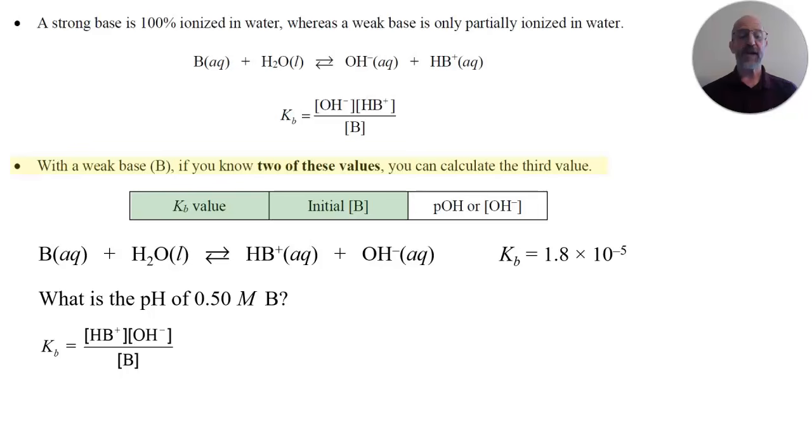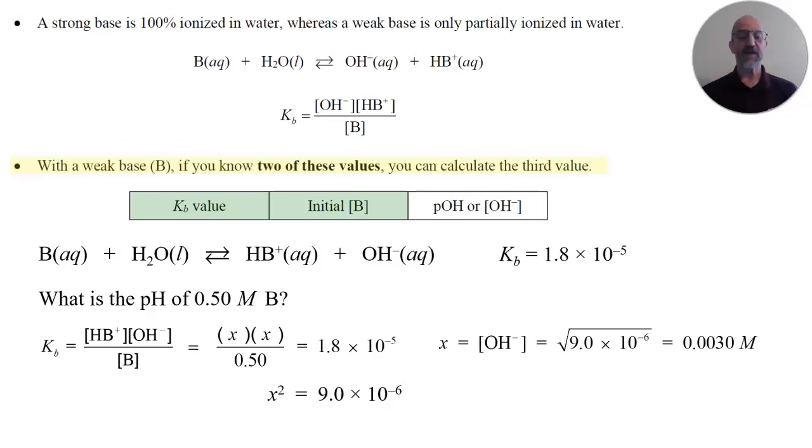So you've got your Kb expression. You can plug in X and X in the numerator because we don't know those concentrations. You can plug in 0.50 molar for the concentration of the weak base. You can set that equal to the Kb. Go ahead and solve for X, and then you will take the negative log, but watch out. So I'm going to go ahead and solve for X. So X squared is equal to 9 times 10 to the negative 6. This is now time to take the square root of that number.